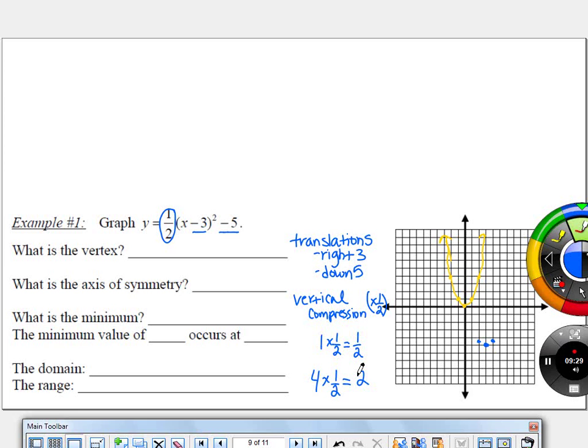Okay? So every place in my parent function where I had a point, like this one and like this one, that were 4 units above the vertex, now their vertical distance is going to get changed so that it's only 2 units above the vertex. So when I go 2 away horizontally, I'm only going to go 2 units above the vertex. And same thing here. So now my parabola looks like this.